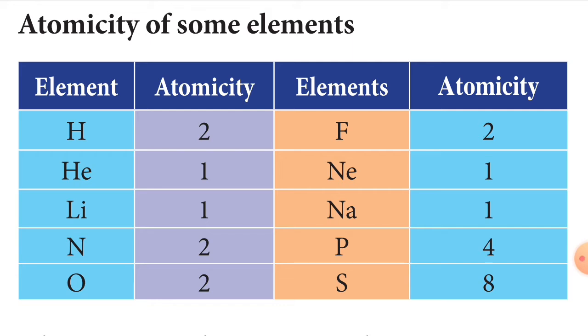This is clear, children. Next, fluorine, F2, atomicity 2. Ne, neon, 1. Na means sodium, atomicity only 1. Next one is phosphorus, P4. Already you know, children, the best example of this atomicity, P4. So the atomicity is 4. How many atoms are present here? 4. Next one is sulfur. How many atoms, children? 8 atoms. So the atomicity of sulfur is 8. This is clear, children?